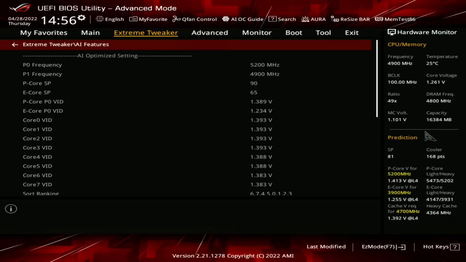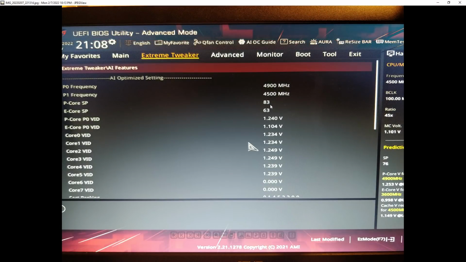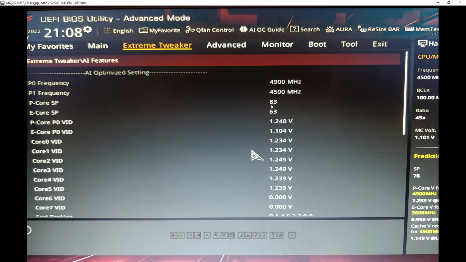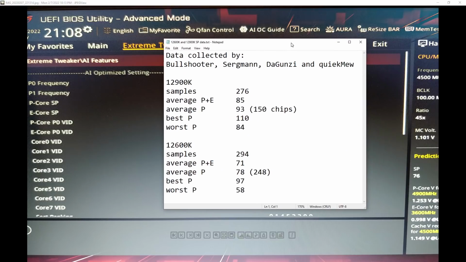Now let's take a look at some of the statistics, including also my 12600KF for comparison with my 12900K. My 12900K is a 90 P-core, 65 E-core, which is below average for the P-cores. For comparison, here's my 12600KF, and the 83 P-core is above average for a 12600K or 12600KF. The E-cores, I don't care, and the SP rating overall is slightly above average for a 12600K based on the binning statistics that I have access to.